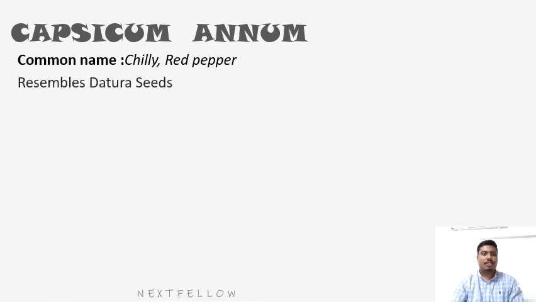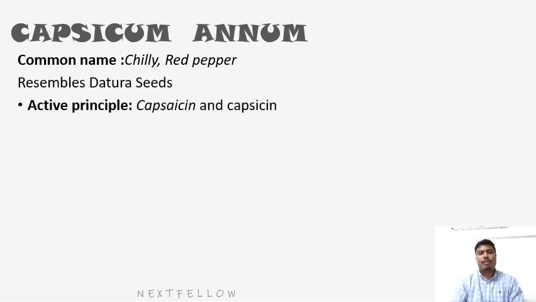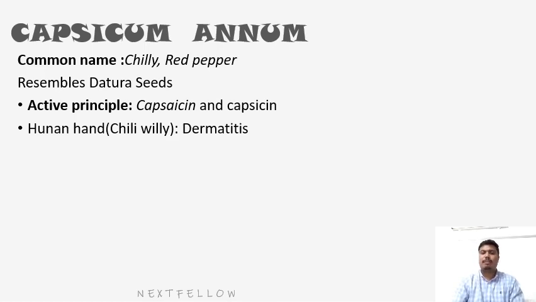Now another poison in this category is Capsicum annuum, also called chili or red pepper, or we call it lal mirch. It resembles dhatura seeds, and the active principle of Capsicum annuum is capsaicin. It causes a condition called Hunan hand or chili willy, which is dermatitis seen in people continuously working in the chili industry or continuously exposed to red chili.